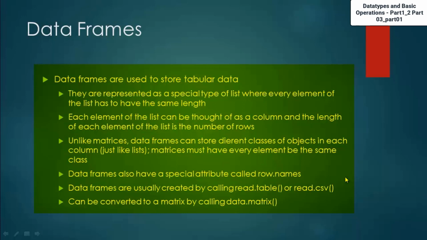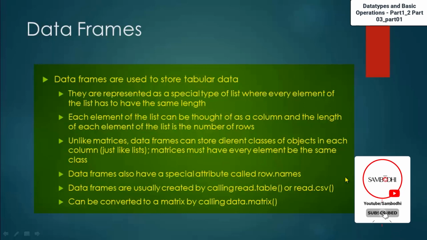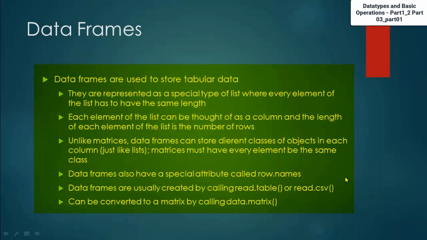Now a list will correspond to a particular column in a table. Imagine a table side by side with this data frame, and the data frame will have a particular list of elements, and each element will correspond to the columns in the table. Unlike matrices, data frames can store different classes of objects in each column. Matrices must have every element in the same class. Data frames also have a special attribute called row.names, and they are usually created by calling read.table or read.csv. You can either read it from a table or use a CSV file, which is actually an Excel file stored in CSV format, and you can read it from there. Or you can convert it to a matrix by calling data.matrix.